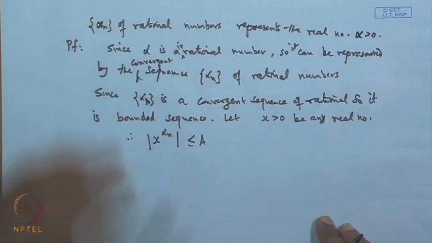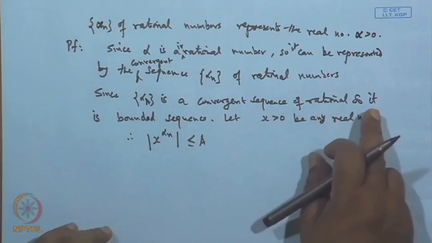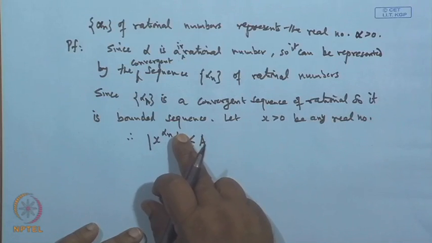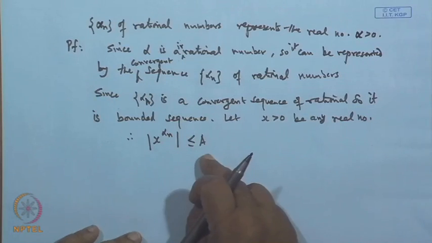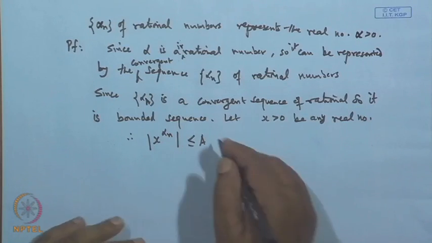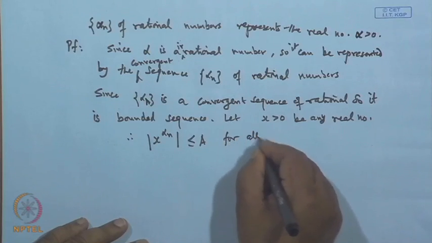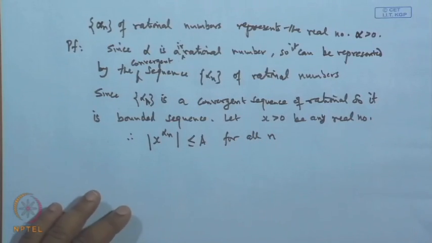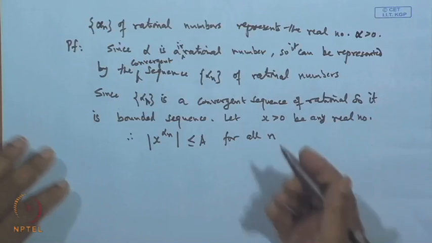we claim is represented by a sequence x to the power alpha n, because x is not going to change. Now, here alpha n is a sequence of rational numbers, so it is bounded. Therefore, x to the power alpha n will remain less than or equal to a for all n. This is true for all n, and a is any fixed number.